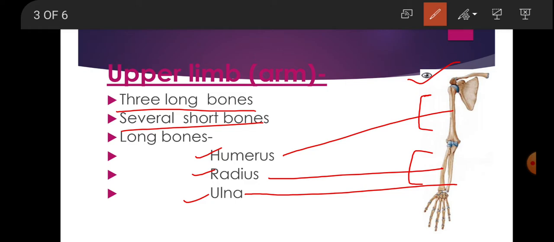These bones are joined to each other at the elbow. And the lower arm has several small bones which form the wrist, palm and fingers.